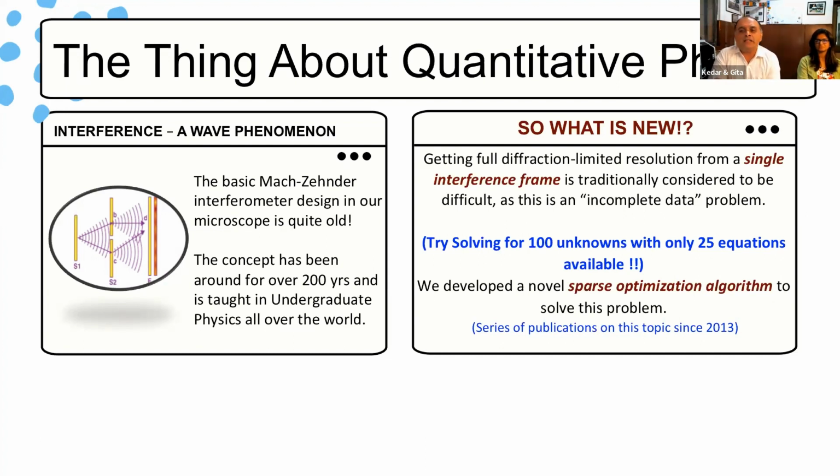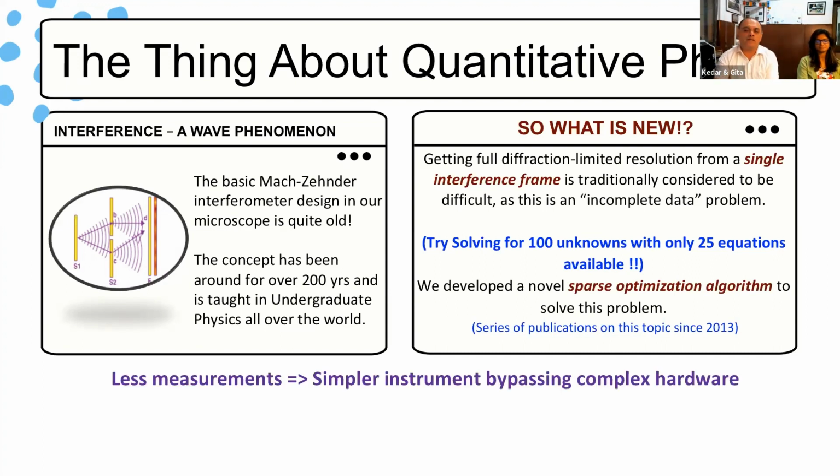To tell you in simple language, an incomplete data problem means that you are trying to solve for 100 unknowns when you have only 25 equations available. Now, this is really difficult to solve, but about 10 years ago, we developed a novel sparse optimization algorithm to solve this kind of problem. And once we were able to solve this problem in a practical time, what it translated to was that we could do these measurements with fewer measurements, and that actually meant we could build a simple instrument by bypassing some complex hardware.